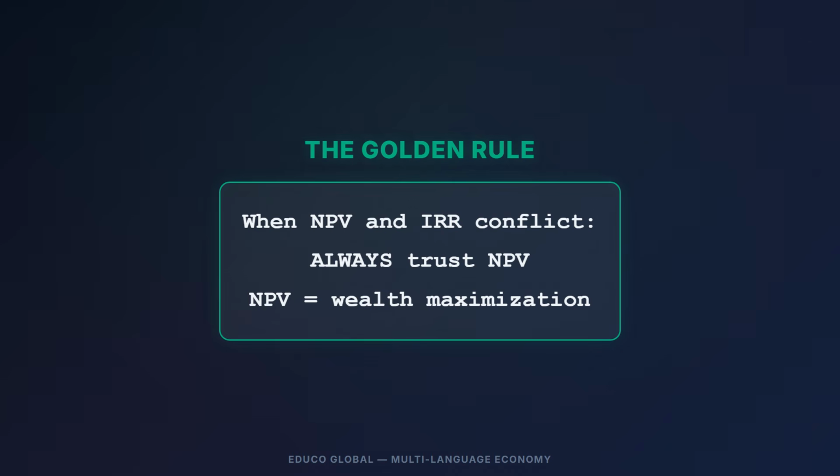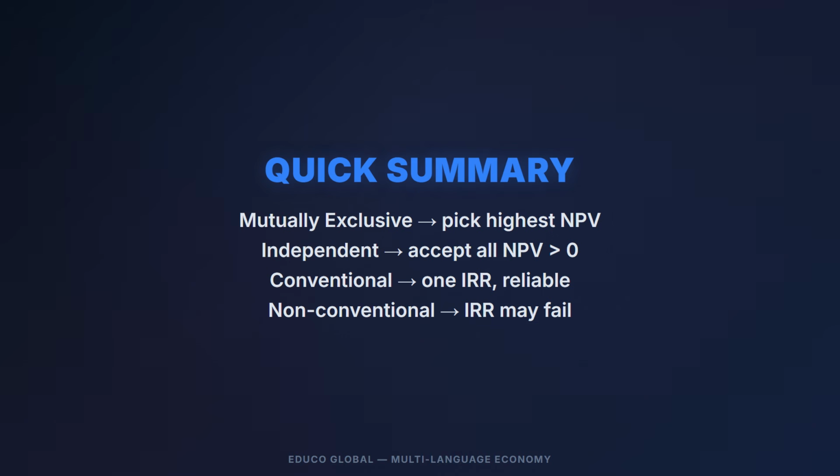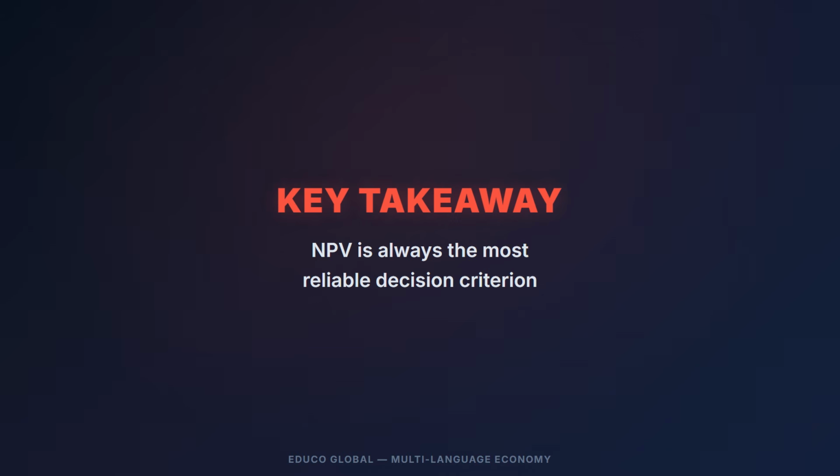Let's recap. For mutually exclusive projects, pick the highest NPV. For independent projects, accept all with positive NPV. Conventional projects have one reliable IRR. Non-conventional projects can have multiple IRRs, so use NPV instead. The number one takeaway: NPV is always the most reliable decision criterion. It directly measures wealth creation and never gives conflicting signals. When in doubt, trust NPV.